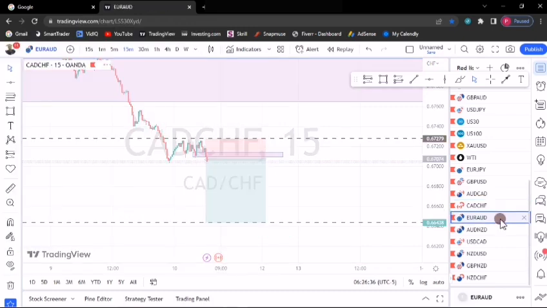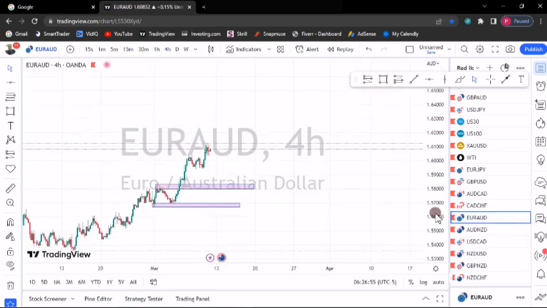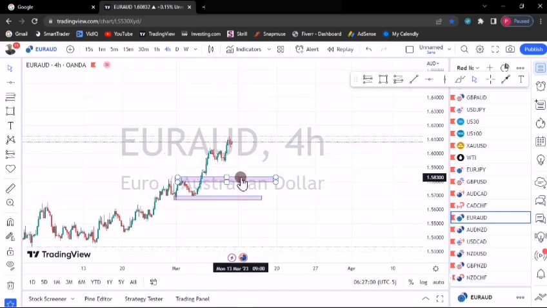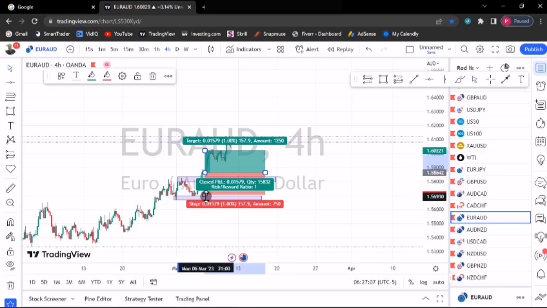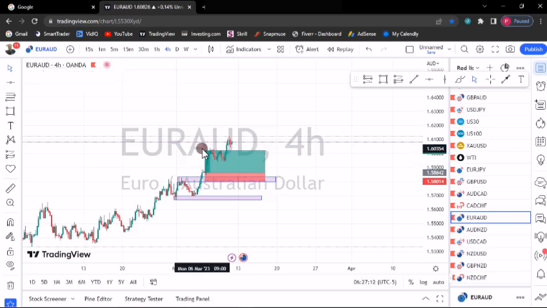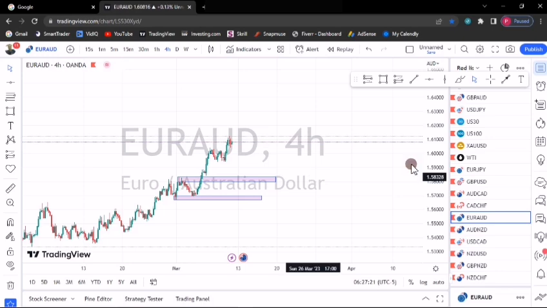EURAUD, it's a missed trade. When price closed above this, I could have taken a buy, right there. It's a missed trade, and I usually miss these trades because I don't come back after highlighting. I usually don't come back to check. I check the next day and find that it's a missed trade.